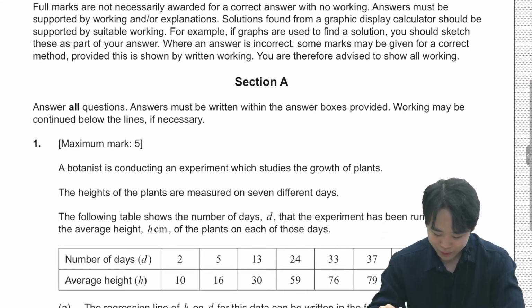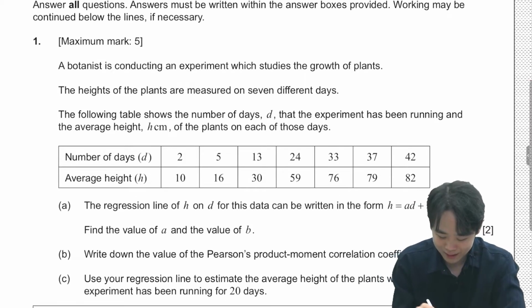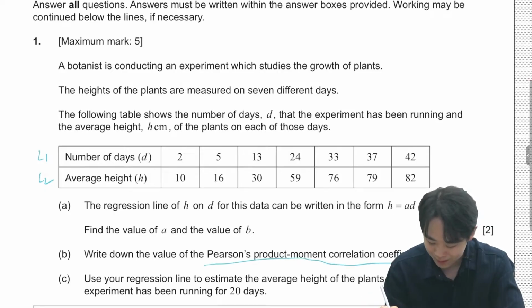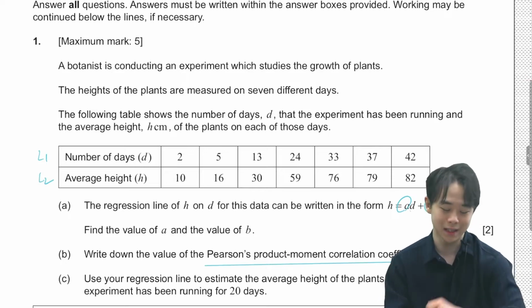So number one, we're hit with a linear regression problem. So we're gonna have our list L1, list L2. We're gonna put that into our spreadsheet, and we should automatically be able to calculate our R value as well as our A and B values here. Okay, so H is the dependent variable, D is the independent variable.